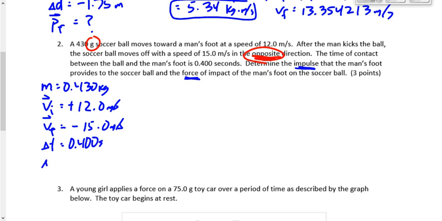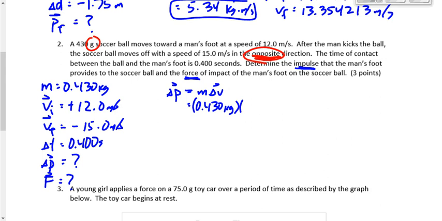We're looking for the impulse, which is delta P, and we're looking for the force of impact as well. If we were just looking for force, we could just say F times delta T is equal to M times delta V. That works. But because we're looking for impulse, let's do it in two separate steps. Delta P is equal to M times delta V, which is 0.430 kilograms times VF minus VI. Remember, delta P is M times delta V. Remember we talked about that as well?